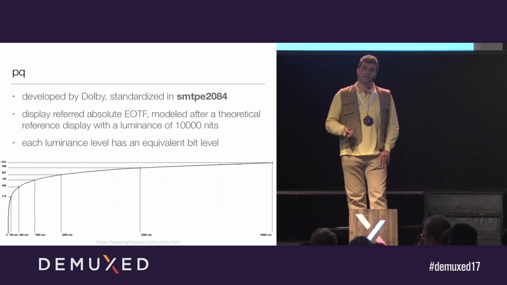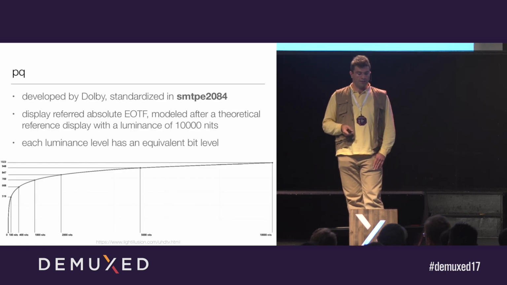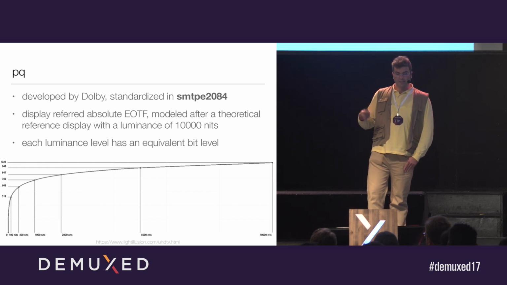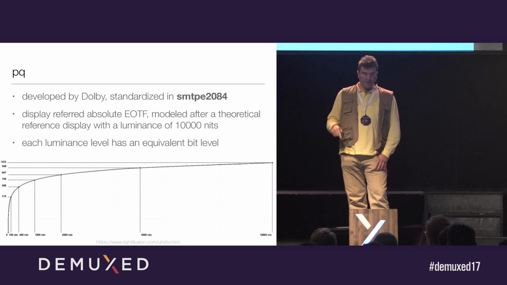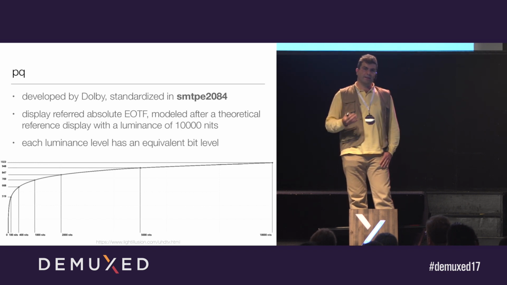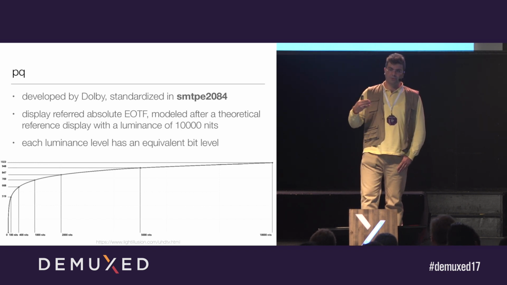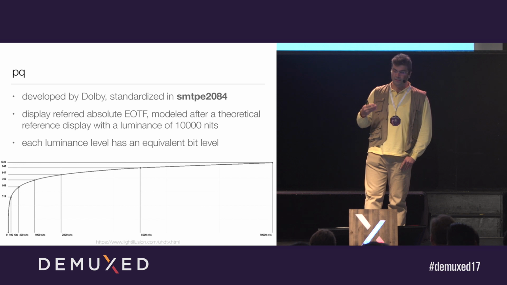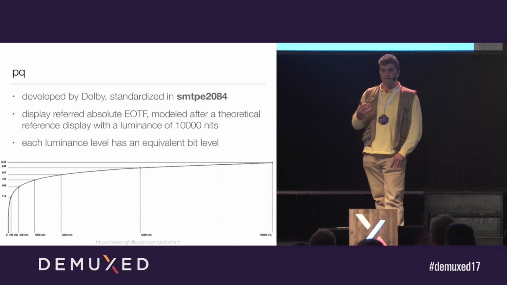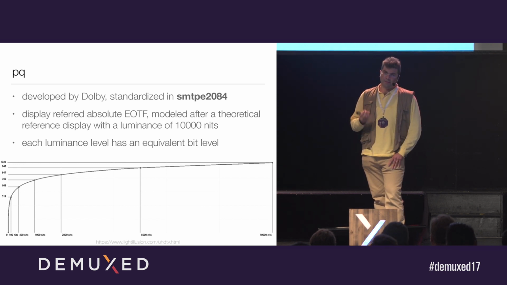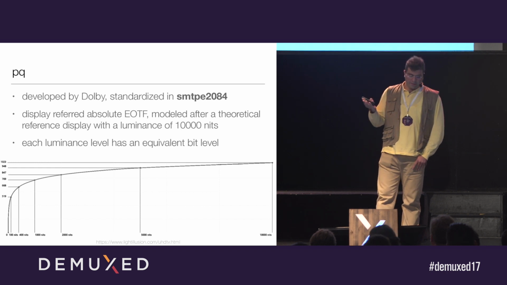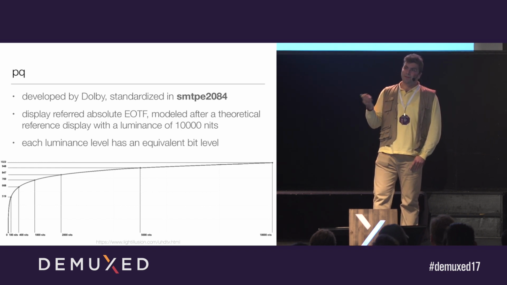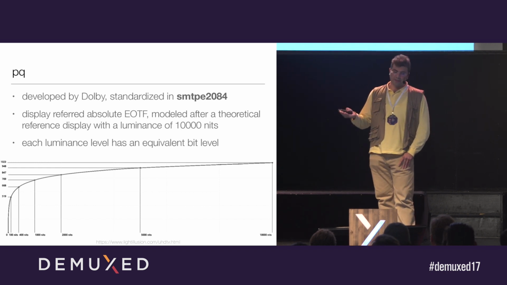The other curve is PQ, perceptual quantizer, which was developed by Dolby and standardized in SMPTE 2084, which is not freely available. It's a unique curve in the sense that it standardizes how the display should work, and it standardizes a theoretical 10,000 nits luminance display. In short, it's a curve that maps each quantization level to a luminance level.